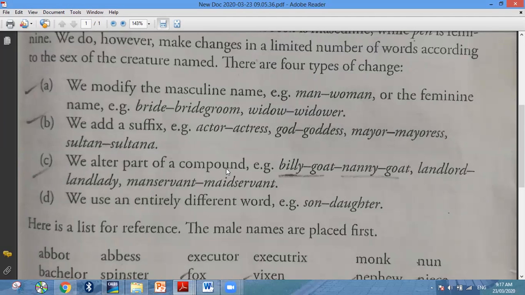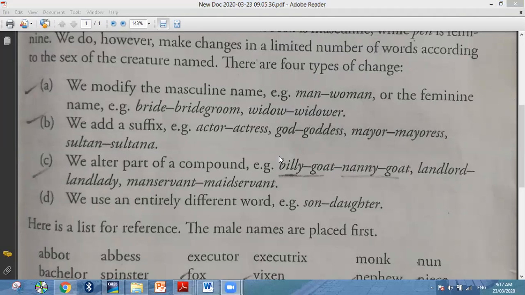We alter part of a compound. We can find here a compound word. A billy goat, this is the male. The name of the animal itself is goat. The female is called nanny goat. Again, billy goat, this is the male; nanny goat, this is the female.